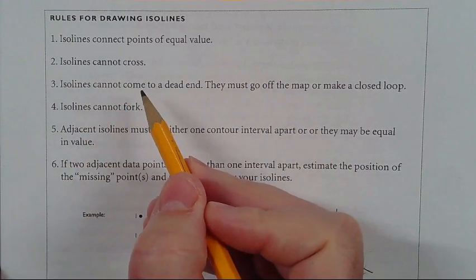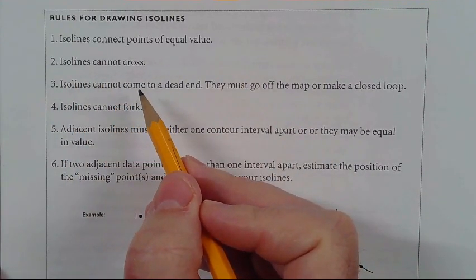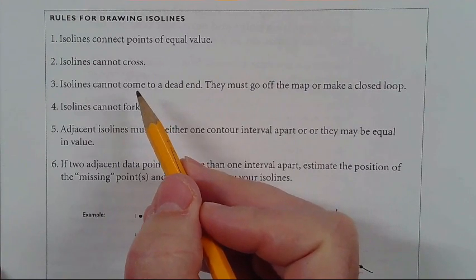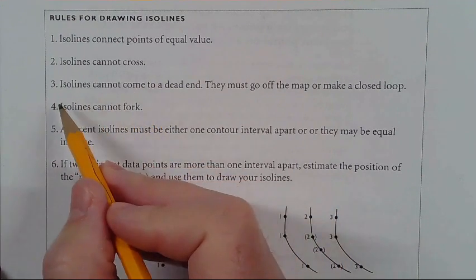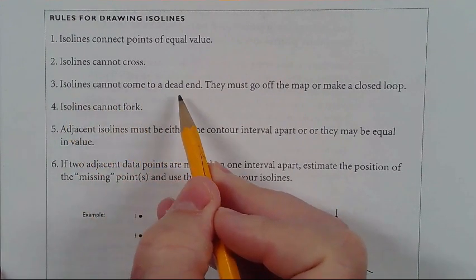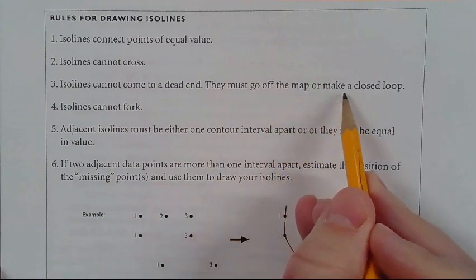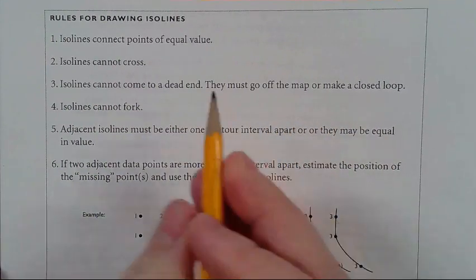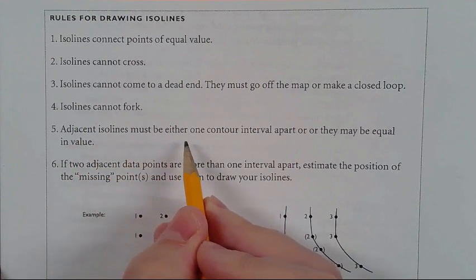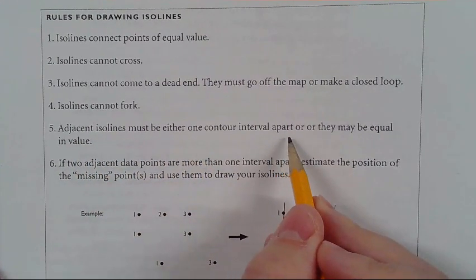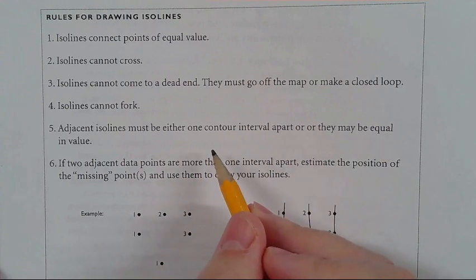ISO lines cannot cross. The reason is that point of intersection would indicate that there are two different concentrations, since each line represents a different concentration. ISO lines cannot come to a dead end. They must go off the map or make a closed loop. They cannot fork. Adjacent ISO lines must be either one contour interval apart, or they may be equal in value.